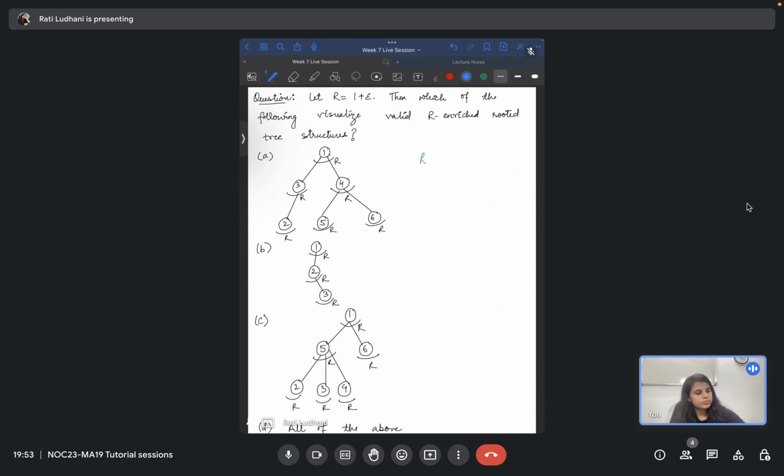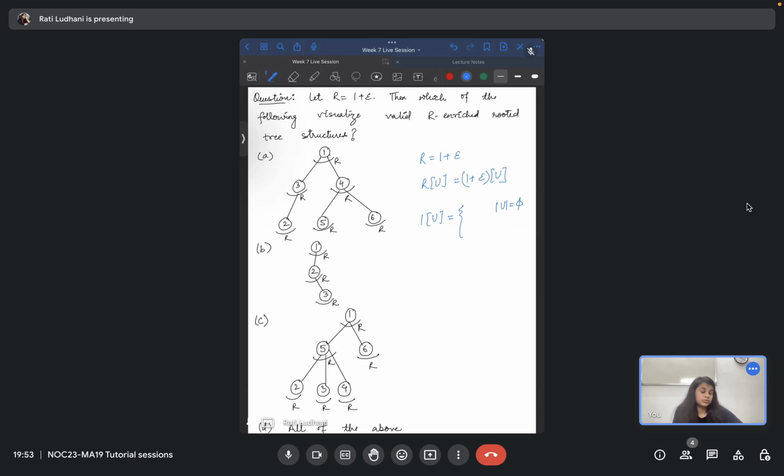R is given to be 1 plus epsilon. So now you remember what this is? R of U is 1 plus this. And what is 1? 1 of U is 1 if U is empty, that is, cardinality of U equal to phi.